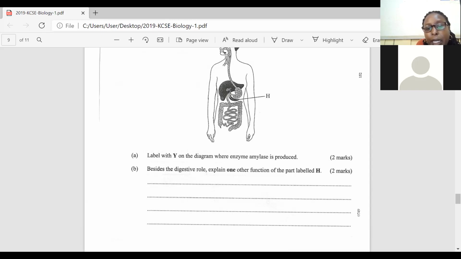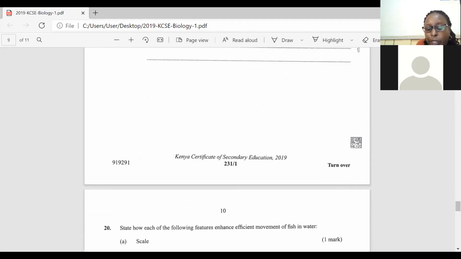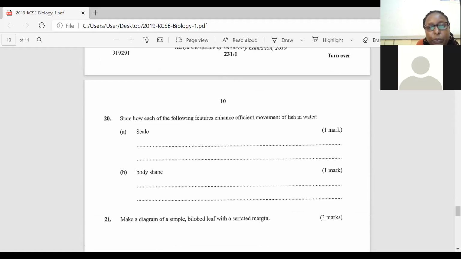Then in B again, explain one other function of the part labeled H. They would give other functions of the pancreas, apart from the releasing of the enzyme. The student would bring out the function of releasing hormones, insulin and glucagon, which help in the regulation of blood sugar levels. That was quite clear for the student. Then we go to question 20.